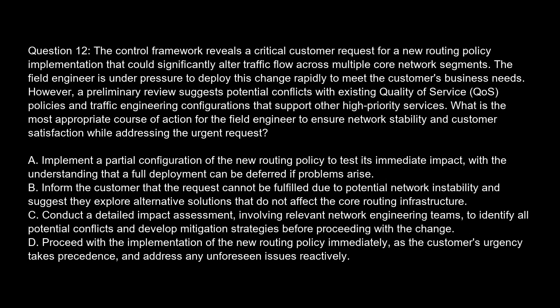Option A. Implement a partial configuration of the new routing policy to test its immediate impact, with the understanding that a full deployment can be deferred if problems arise. Option B. Inform the customer that the request cannot be fulfilled due to potential network instability, and suggest they explore alternative solutions that do not affect the core routing infrastructure. Option C. Conduct a detailed impact assessment involving relevant network engineering teams to identify all potential conflicts and develop mitigation strategies before proceeding with the change. Option D. Proceed with the implementation of the new routing policy immediately, as the customer's urgency takes precedence, and address any unforeseen issues reactively.